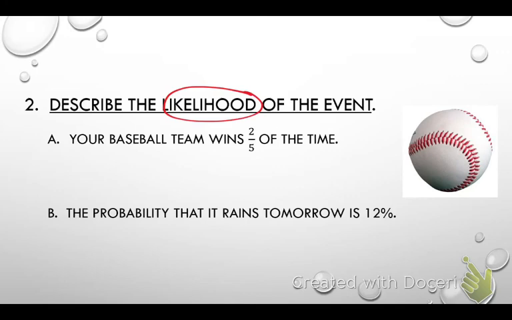First things first, it says your baseball team wins 2/5 of the time. Guys, 2/5, if you were to put that into your calculator, divide it out, you would get 0.4. You need to change that into a percent. What would that be as a percent? 40%.